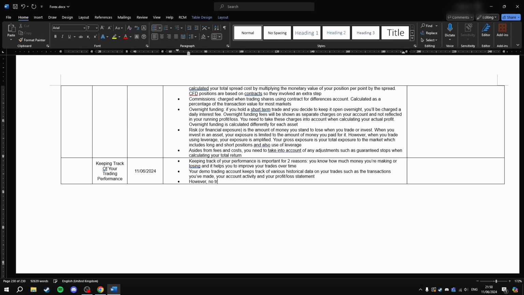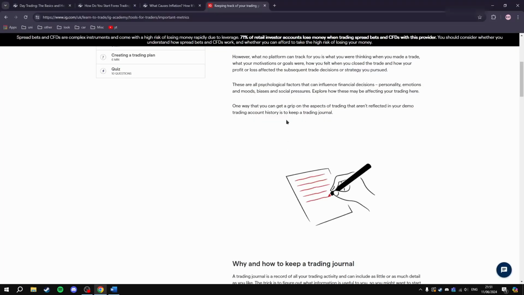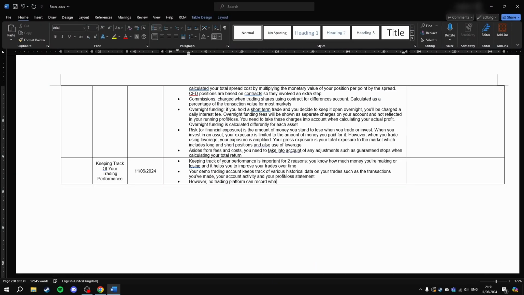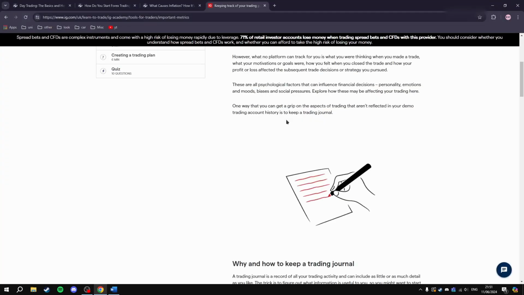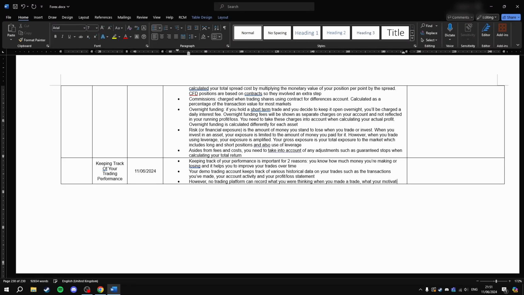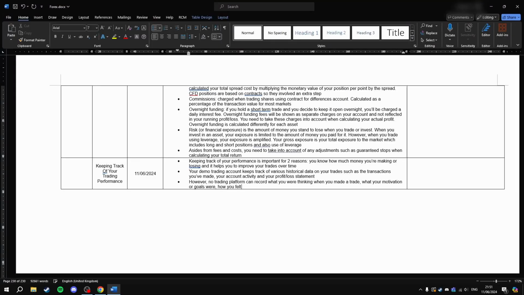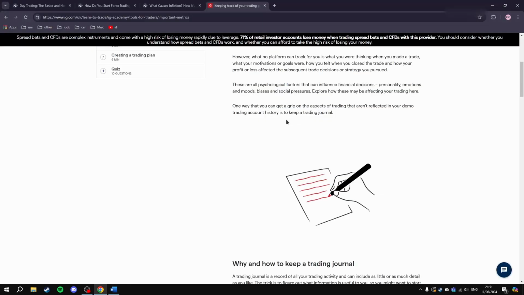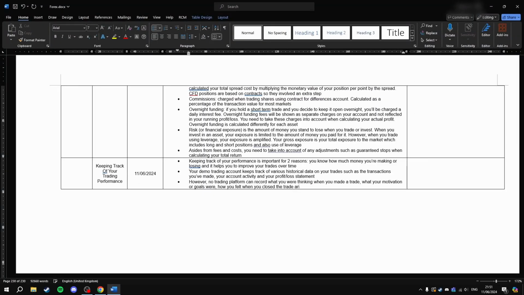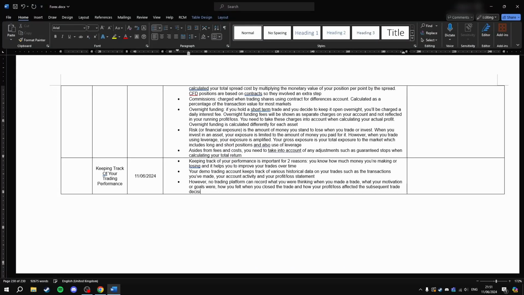However, no trading platform can record what you were thinking when you made a trade, what your motivation or goals were, how you felt when you closed the trade, and how your profit or loss affected the subsequent trade decisions or strategy you pursued.